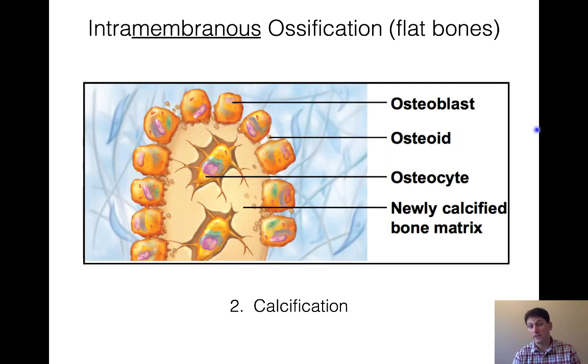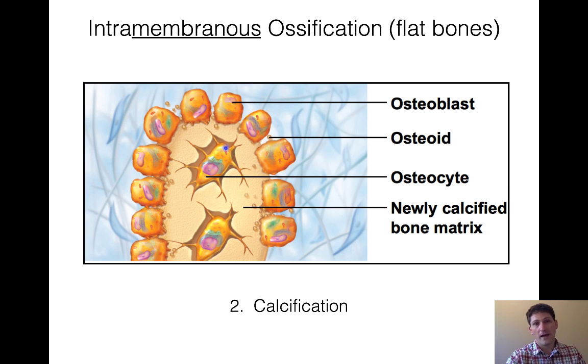So the next phase is calcification. Now what we see here in this image is we still have that membranous background, but what we can see is that we've got some newly deposited bone, and we have our osteoblasts around the outside perimeter of the bone, and within the bone we have our osteocytes.